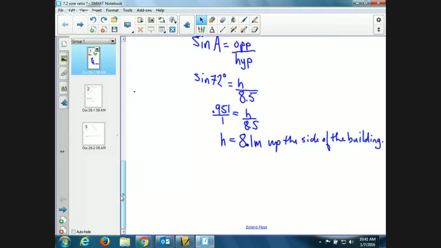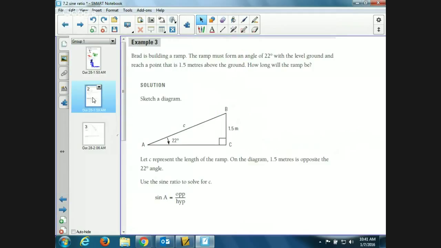I'll give you a second here to catch up if you need to, and we'll do one more example. Okay, another example. So flip the page, example 3, and then I'll turn you free on these things. Brad is building a ramp. The ramp must form an angle of 22 degrees with the level ground and reach a point that's 1.5 meters above the ground. How long is that ramp?